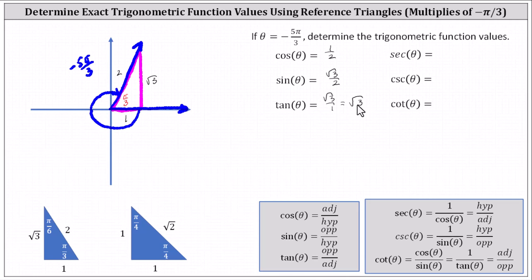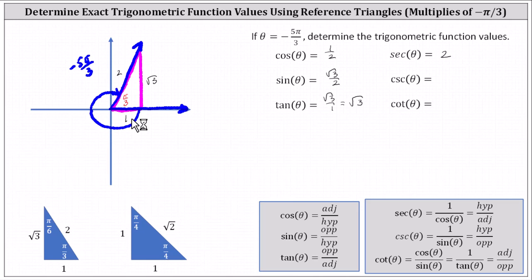The secant function value equals the reciprocal of the cosine function value. The reciprocal of 1/2, or 1 divided by 2, is 2 divided by 1, or 2. Or using the reference triangle, secant negative 5 pi divided by 3 equals the ratio of the hypotenuse to the adjacent side, which is 2 divided by 1, or 2.